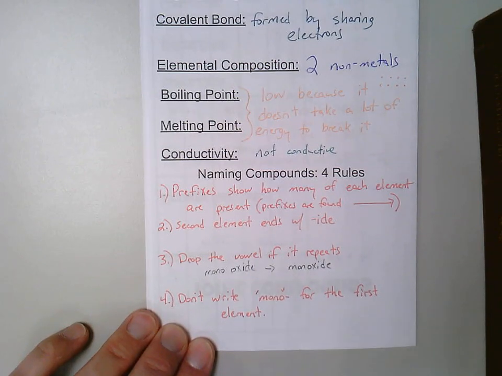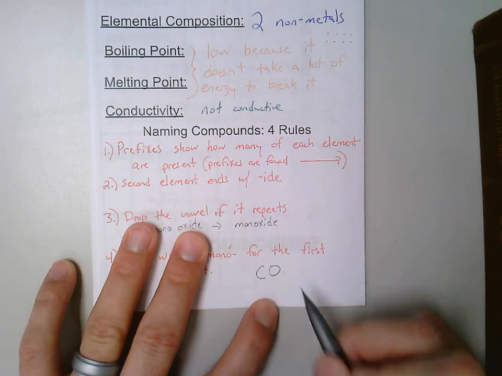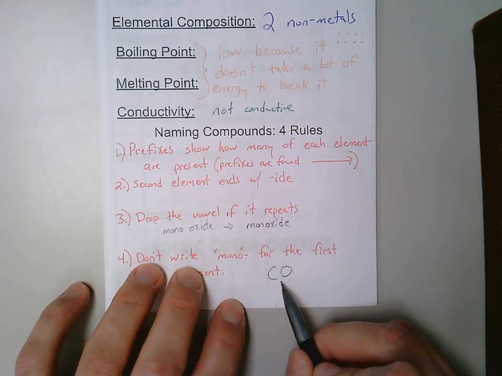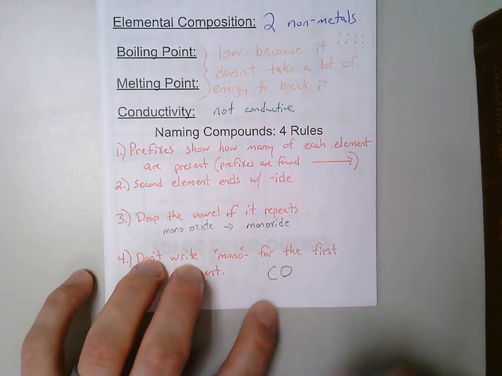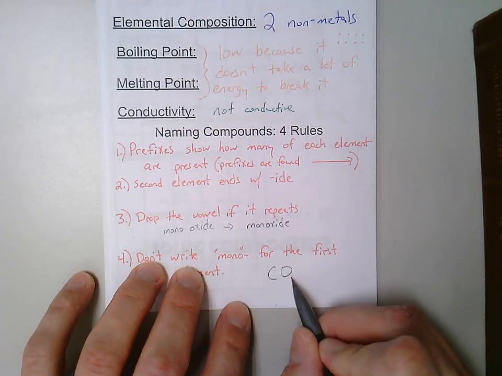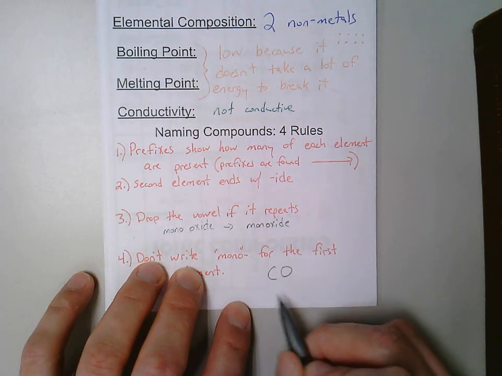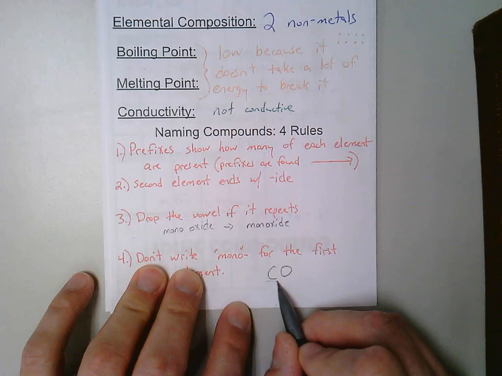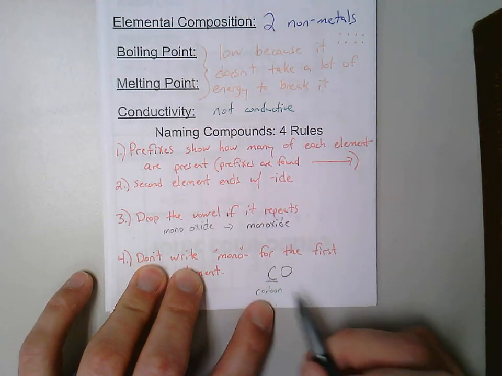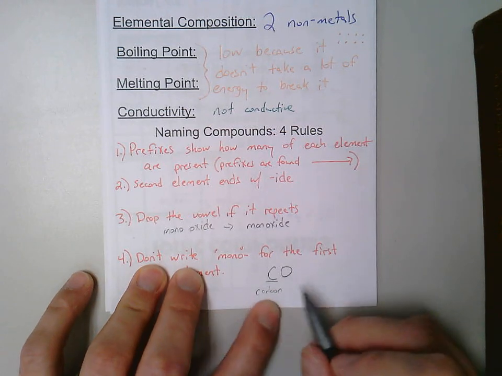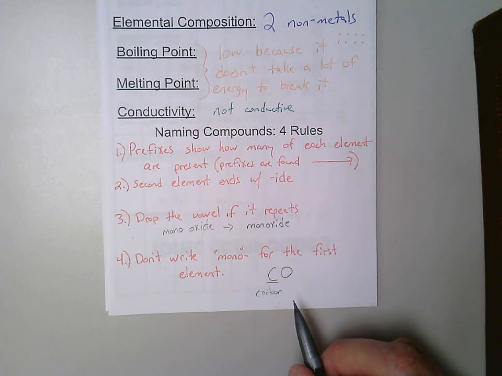And then the last one: don't write mono for the first element. So carbon monoxide, I keep using that example. Let me write it right here. Carbon monoxide. There's one carbon, there's one oxygen. And so we don't say monocarbon monoxide. We just say carbon monoxide. If it just says carbon, then we assume that there's only one there. And then the second one is where you say monoxide.